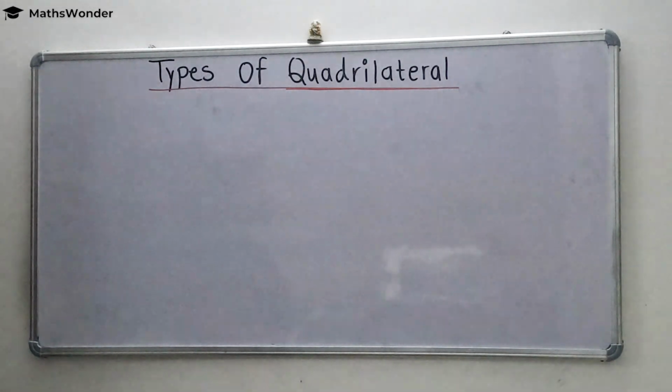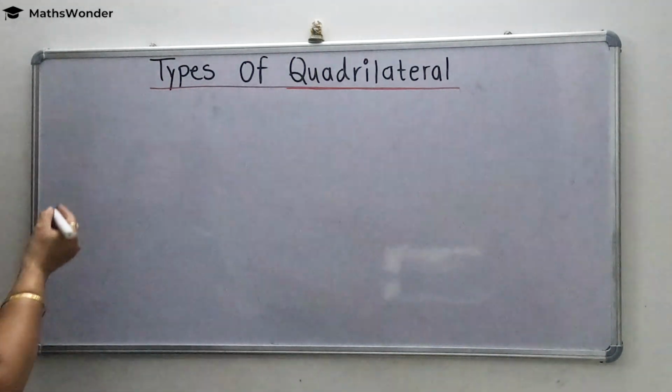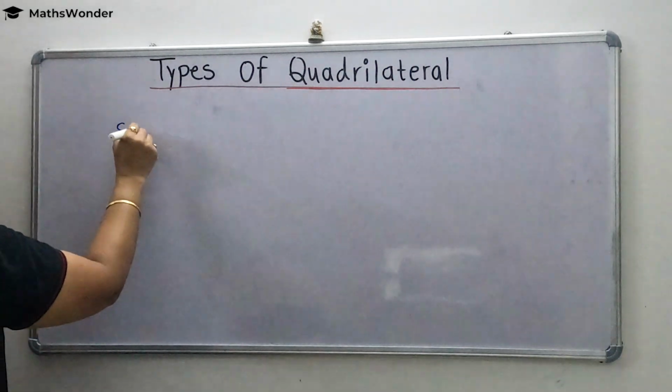Now, today's topic is types of quadrilaterals. How many types of quadrilaterals do we have? First is symmetrical.